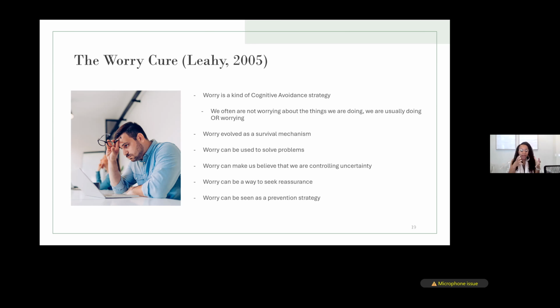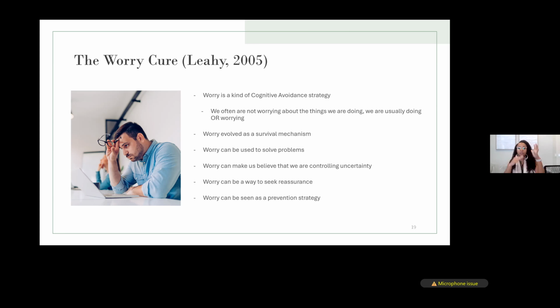So worry is a way, or can be a way, of trying to control something, but it isn't really controlling the thing, right? We're not able to control uncertainty in that way. Worry can also be a way of seeking reassurance, especially when it comes to being with another person. And it also can be seen as a prevention strategy.